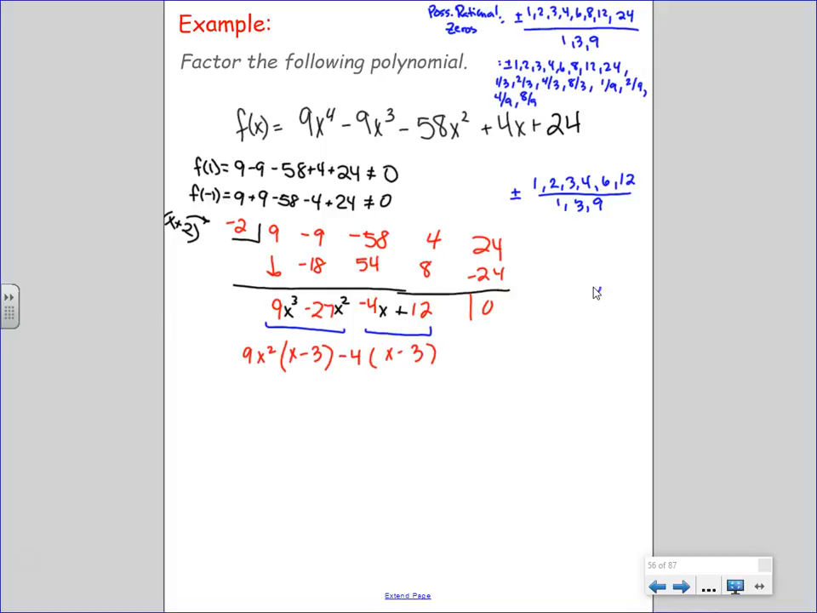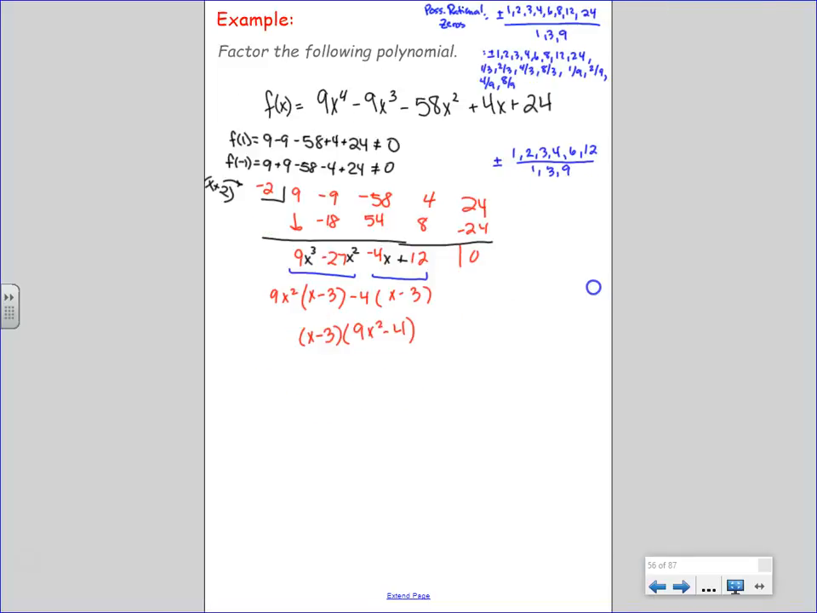Then we end up with x minus 3 times 9x squared minus 4. Does it technically matter what order you write those factors in? No, because of the commutative property of multiplication, right? A times b is the same thing as b times a. So we're okay. But how do we keep going? Can we keep going? Simplify, by factoring some more.